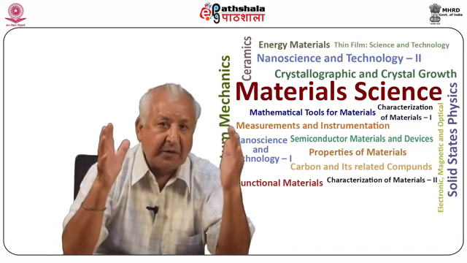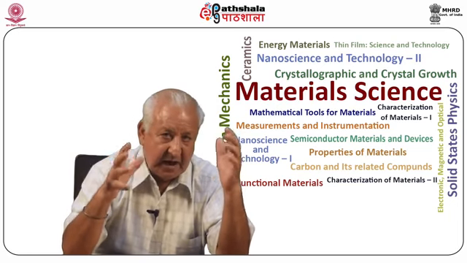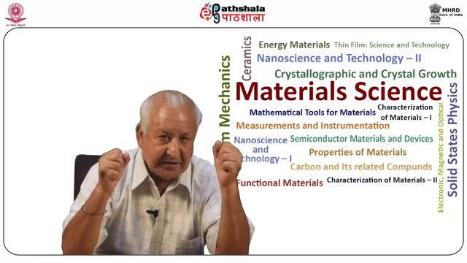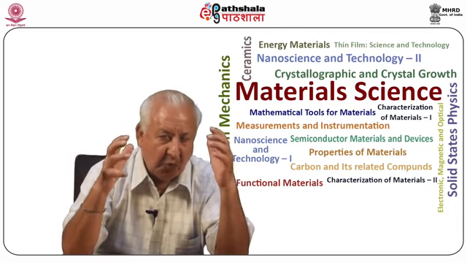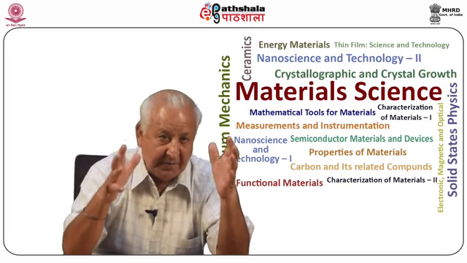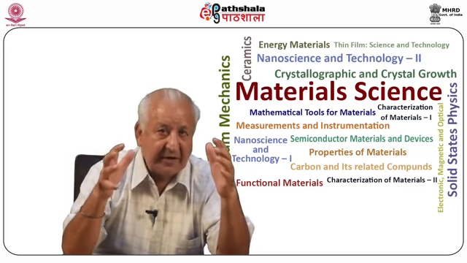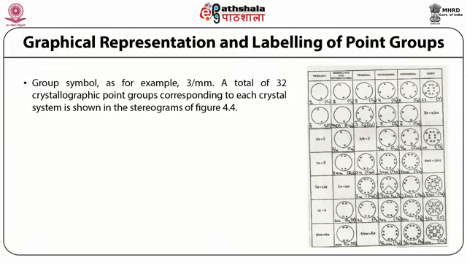More than one plane of symmetry, say a plane through the axis and a plane at right angles to the axis, also leads to some new point groups. To symbolize this, /m is added to the relevant point group. A total of 32 crystallographic point groups, which correspond to each crystal system, is shown in the stereograms of figure 4.4.